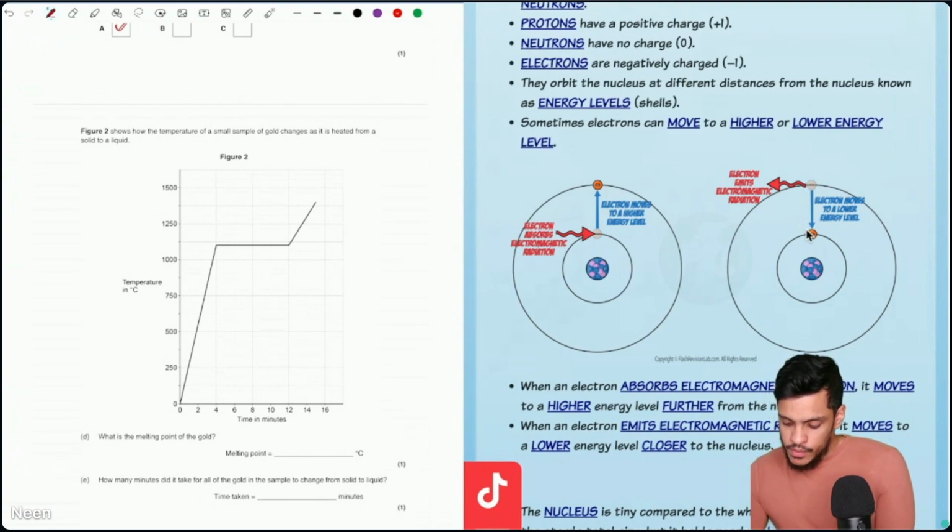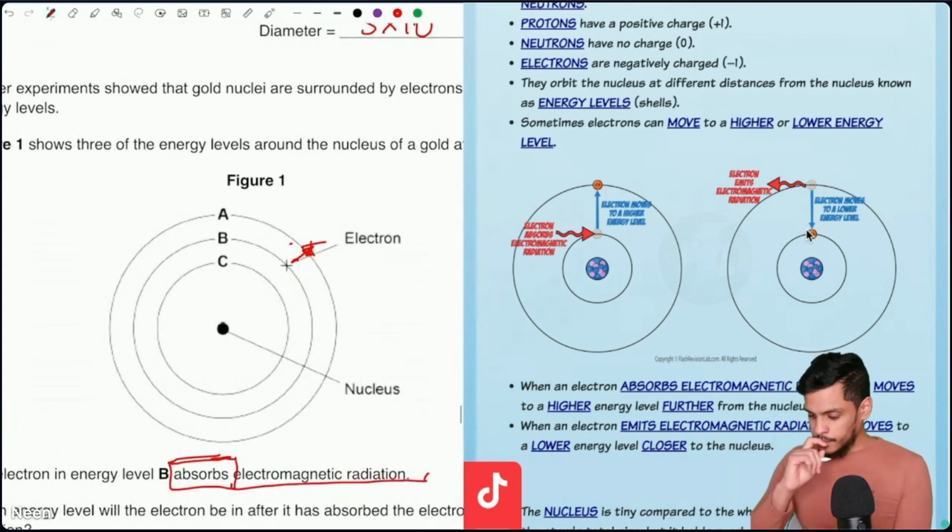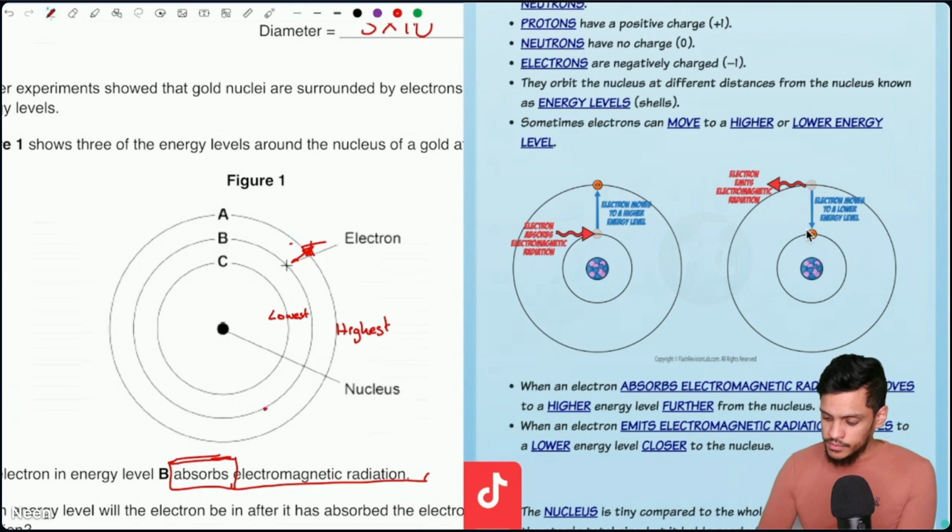Figure 2 shows how the temperature of a small... why does it move out? It's basically, the closer it is, the lower the energy level. So this is the lowest energy level, and this is the highest. When you're in the middle, you've basically got an energy between the lowest energy and the highest energy, right? So here, this is where the electron's starting in this level.